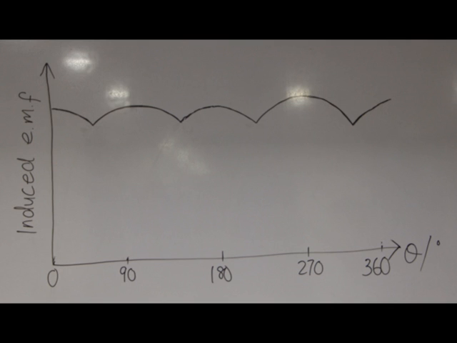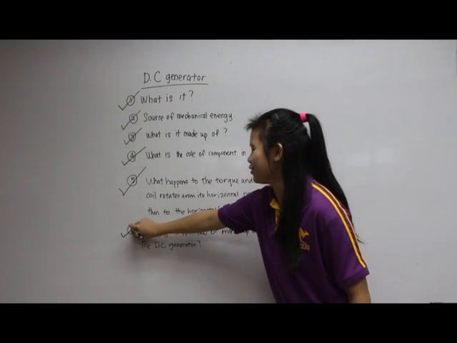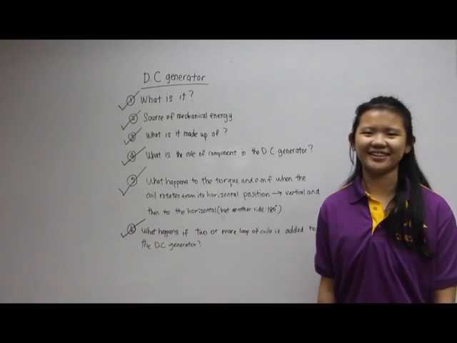By using more and more separate loops, the ripple can be further reduced and the output voltage of the generator made very nearly steady DC. That's what happens when multiple loops are added to the DC generator.